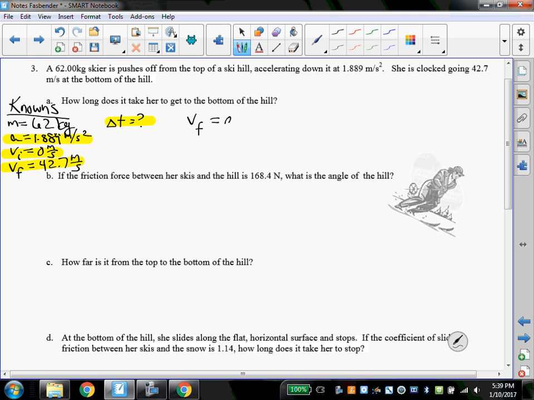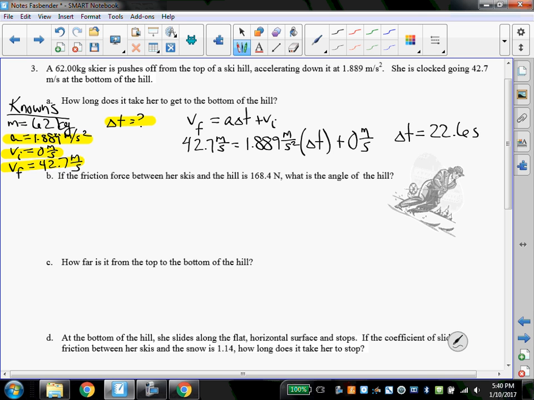So let's use VF equals A delta T plus VI. Our final velocity was 42.7 meters per second. That has to equal 1.889 meters per second squared times the time we're looking for, plus her initial velocity, which was 0 meters per second. So when we do the algebra here, we find that the change in time of this skier is 22.6 seconds. Fantastic.